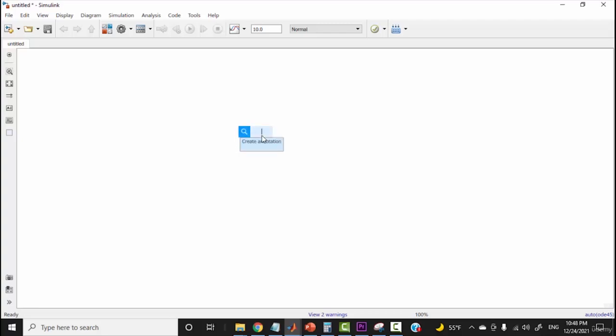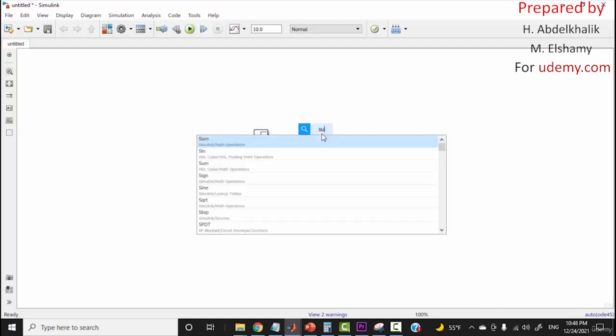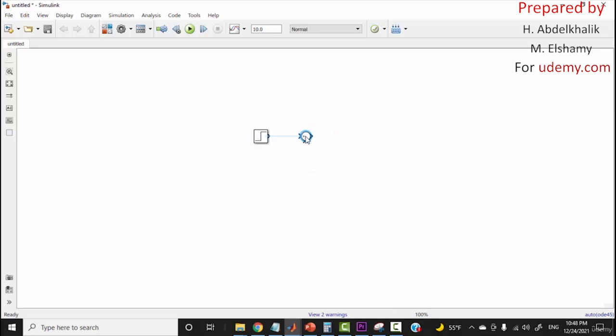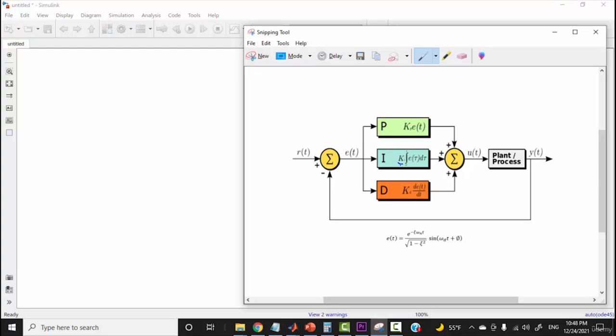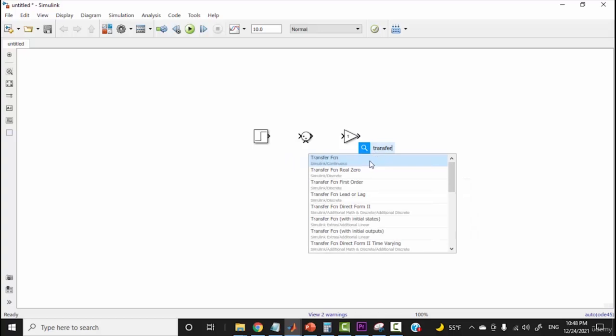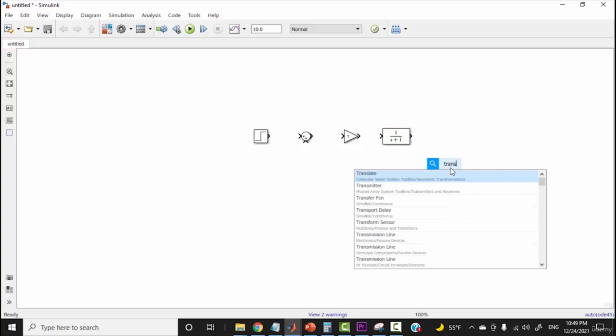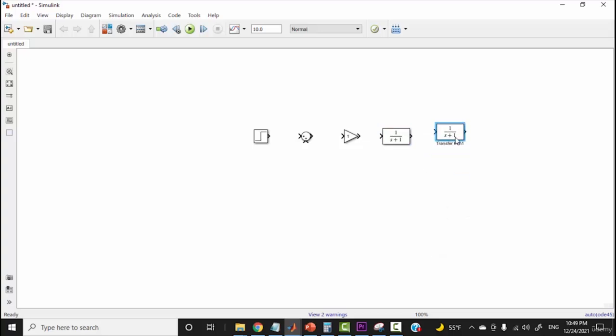As we explained in the proportional controller, we need a step input, then we need summation point, next we need gain, because the integral controller also has a parameter here called ki, so we need a block that represents this gain value, and then we need a transfer function. This transfer function for the integral controller, and then we need another transfer function for the process.